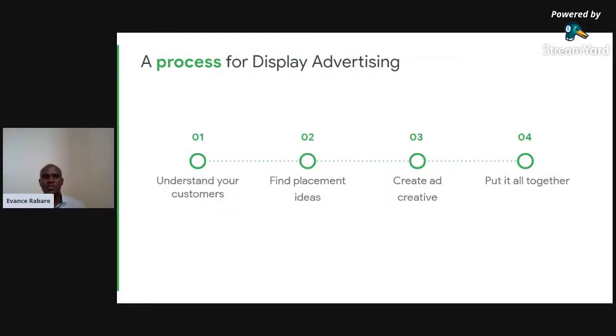So let us look at the process of display advertising. You start by understanding your audience.